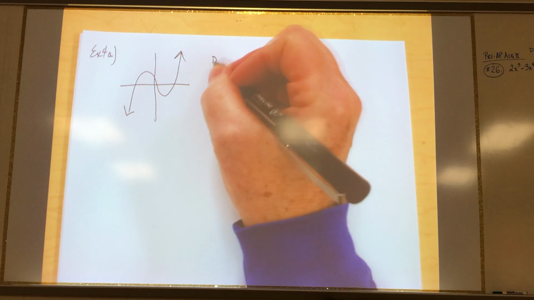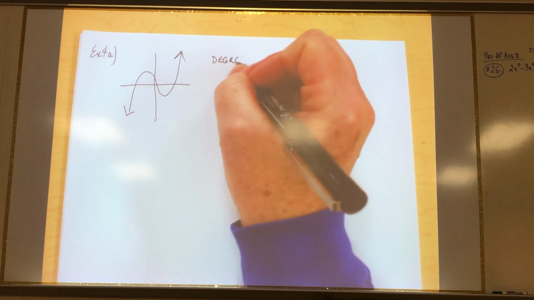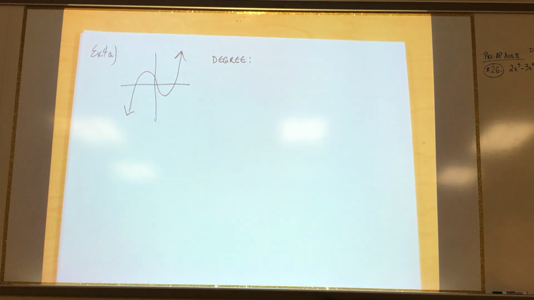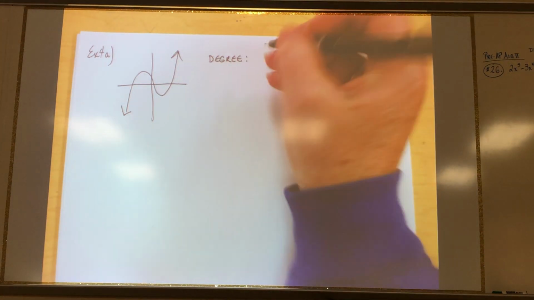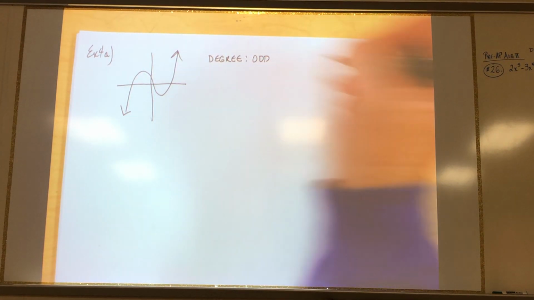So, here's the first thing I'm gonna ask you. Don't say it out loud. Give everybody a chance to think about it, okay? Is this an even degree function or an odd? Don't say it out loud. What do you say? Why? Because they're different. Yeah, it begins and ends in different directions. It has to be an odd degree function, okay?